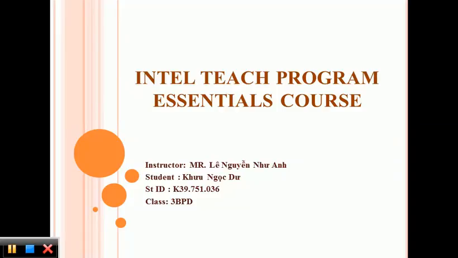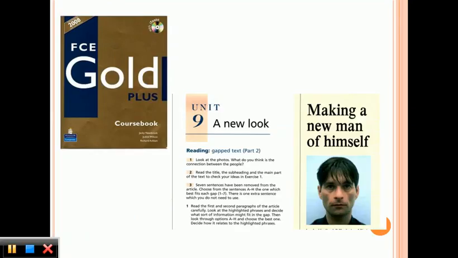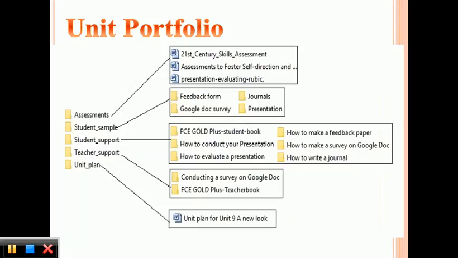So let me begin my presentation by introducing you my coursework. It is the FCE Gold Plus and I will be in charge of Unit 9, A New Look. This is my unit portfolio. My unit portfolio has 5 folders: assessments, student sample, student support, teacher support, and the unit plan. Each of them has several subfolders, which I will talk about more clearly in the later part. And now let's take a look at my unit plan.